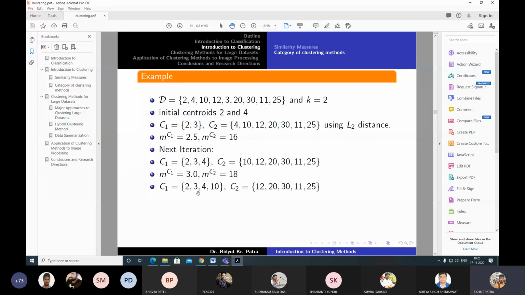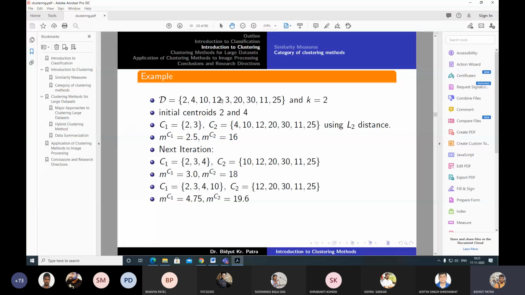C1 will be assigned 2, 3, 4, 10. C2 will be assigned the rest of the points. Now again you take the average of this set of points. The average of this set of points will be 4.75 and C2 will be 19.6. Again you start computing all the distances. 2, 3, 4, 10 will obviously be assigned to C1.